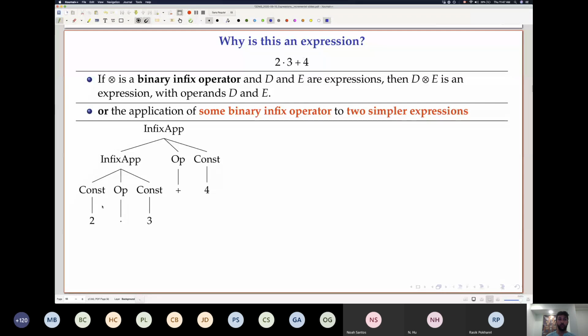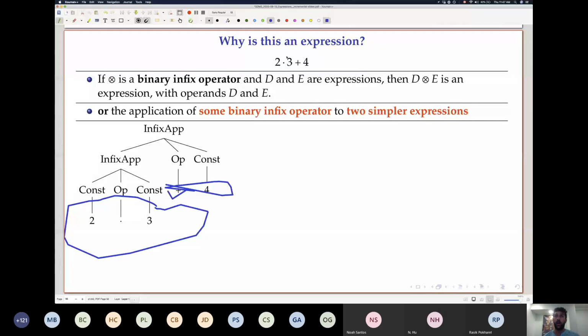So notice the tree and the linear phrasing 2 times 3 plus 4 are radically different, right? 2 times 3 plus 4, we think of it as 2 times 3, plus 4. However, the tree communicates more information. It tells us specifically that we're doing 2 times 3 in one branch, in the left branch of the infix operation, and we're doing 4 in the right branch.